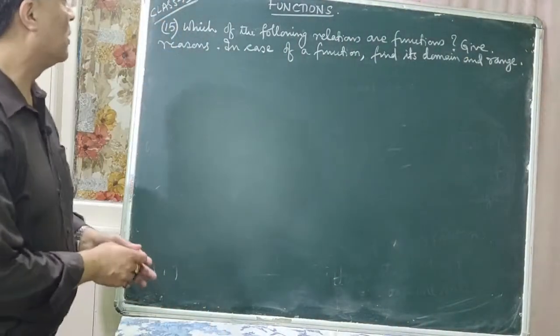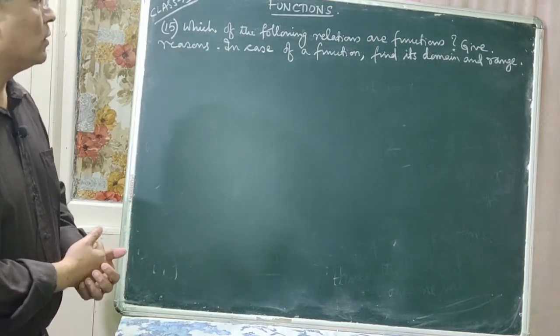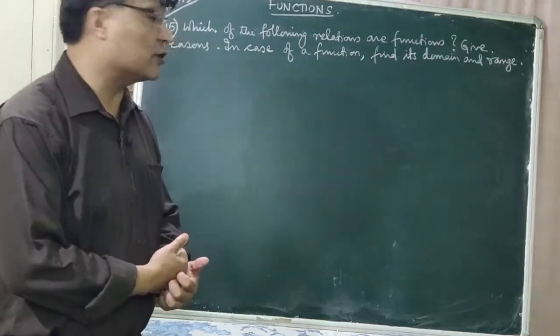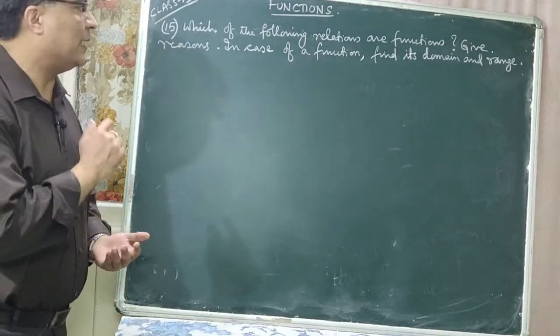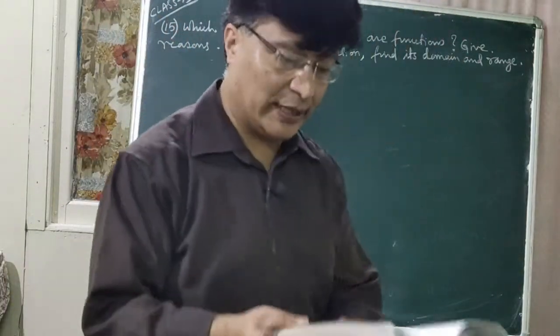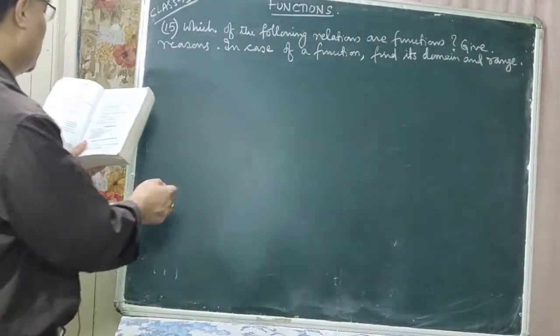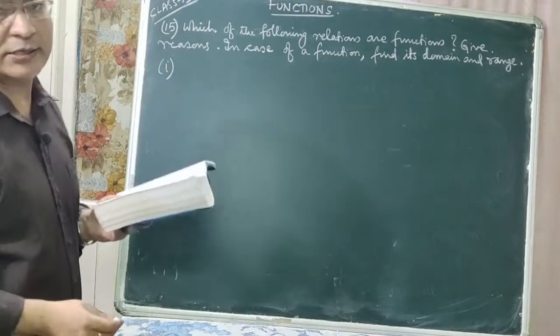So now we'll do the next question, that is question number 15. Which of the following relations are functions? Give reasons. And in case of a function, you have to find out its domain and range. So here the question given was, number 1 is, which of the following relations are functions?